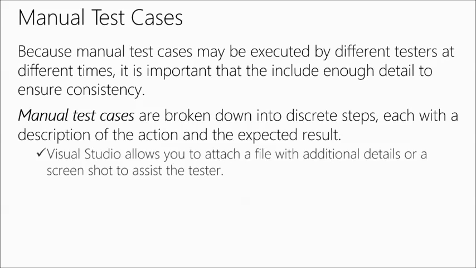So let's talk about manual test cases for a second. We've talked about them before in previous modules. These manual test cases can be executed by different testers at different times. It's important that they include enough detail to ensure consistency. They're broken down into discrete steps, each with a description of the action and expected result. Now, with Visual Studio, you can do some really creative things with manual tests. Can you talk a little bit about that?